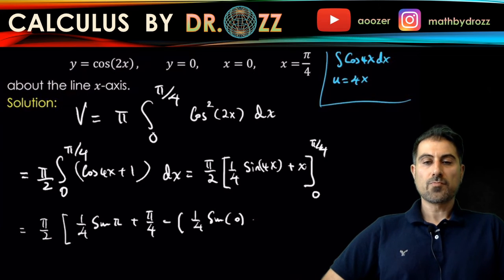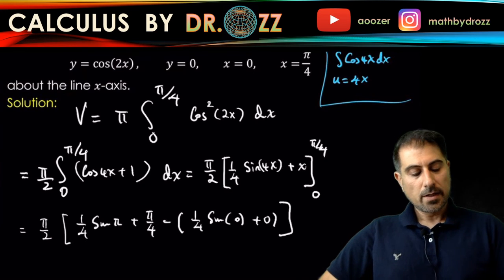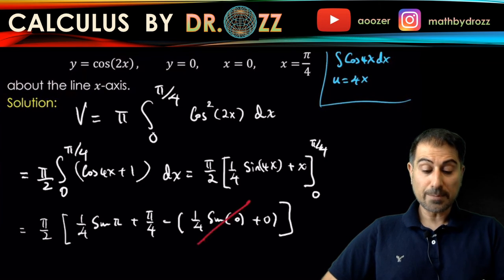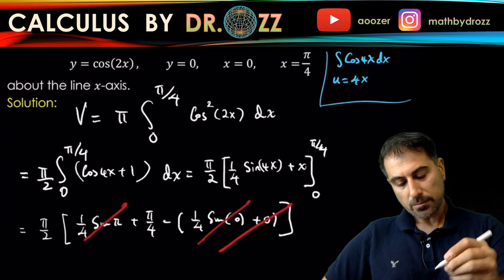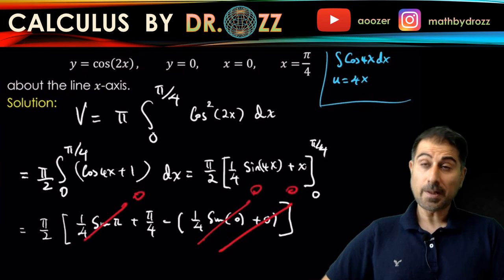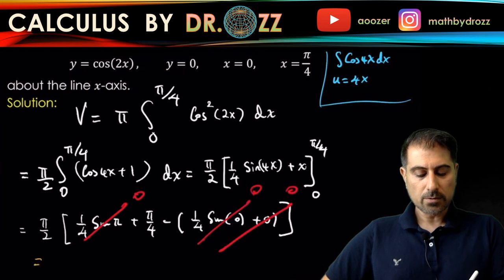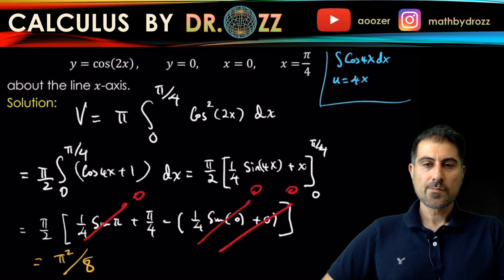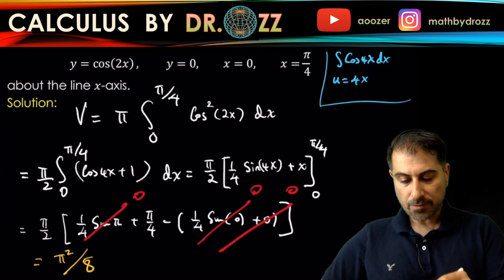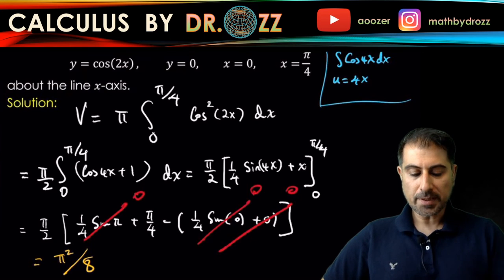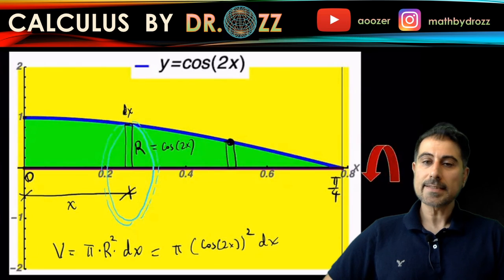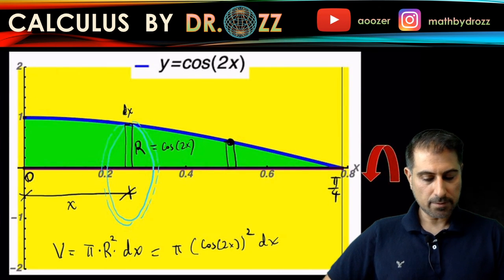We're using the fundamental theorem of calculus. Sine 0 is 0, and you have sine pi exactly equal to 0. So we're down to pi over 2 times pi over 4. That's pi squared over 8. And that's the volume of the three-dimensional object obtained by revolving this region around the x-axis. We used the disk method to get to the conclusion here.